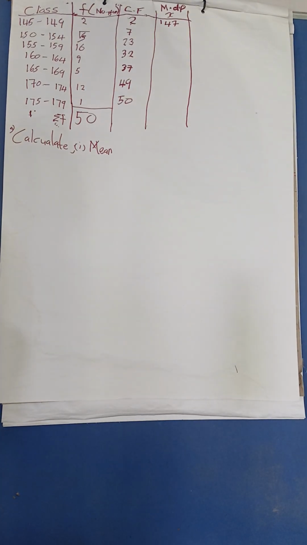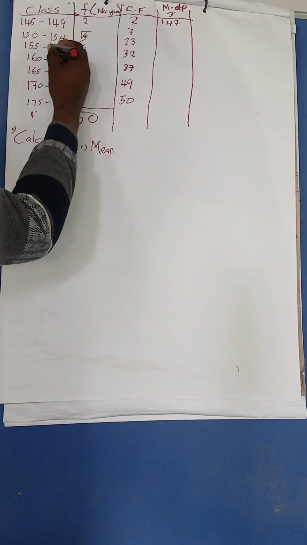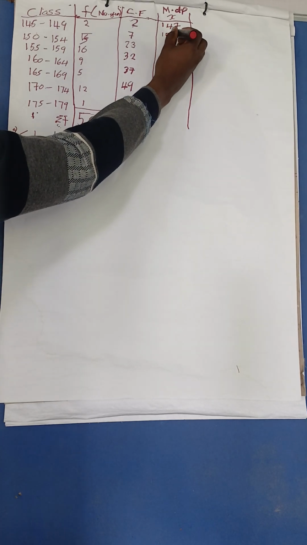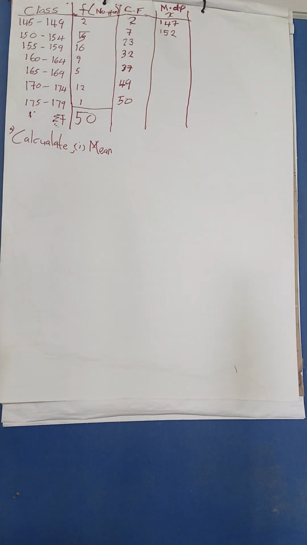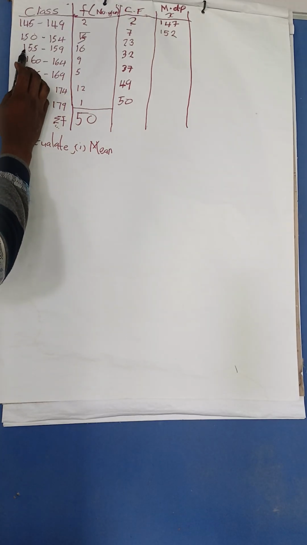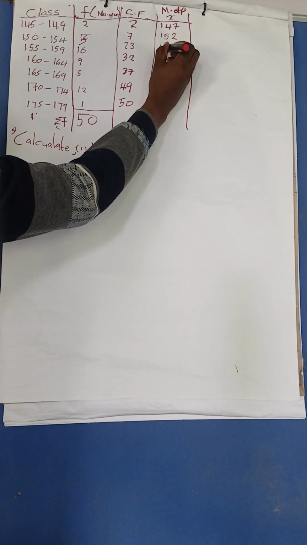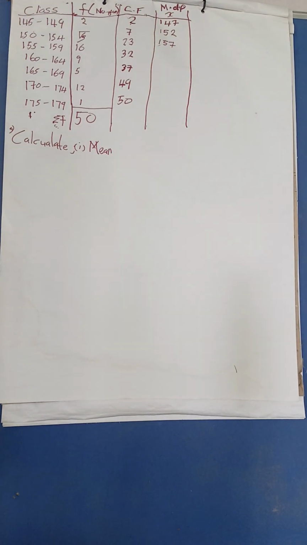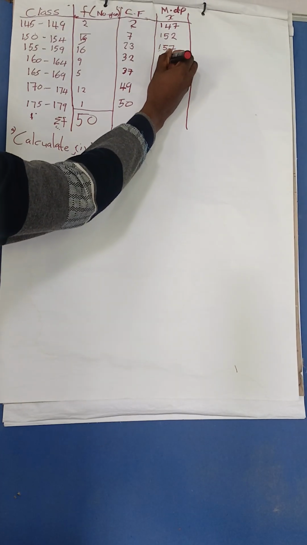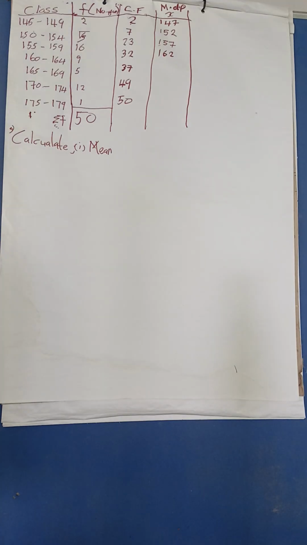Then 150 plus 154, divided by 2, you'll get 152. Good. Then we proceed. The midpoint of 155 plus 159 divided by 2, you'll get 157. Then 160 plus 164 divided by 2, you'll get 162. Then 165 plus 169 divided by 2, you'll get 167.